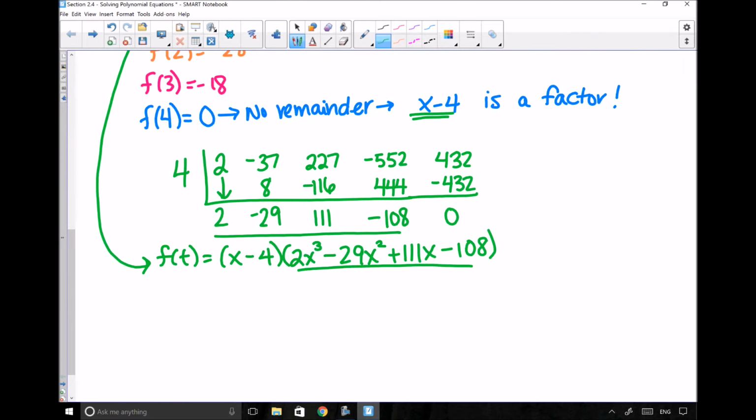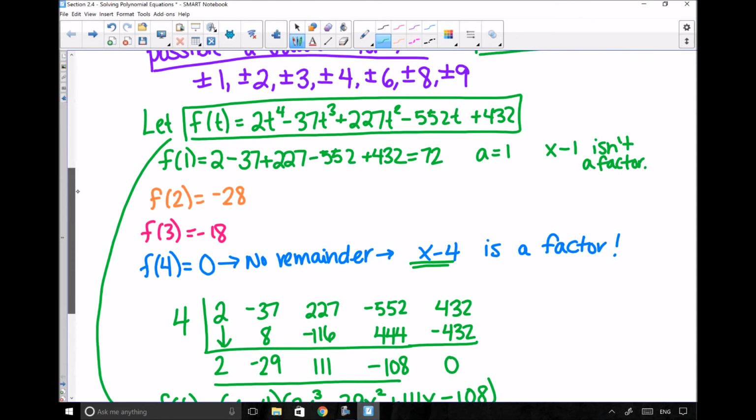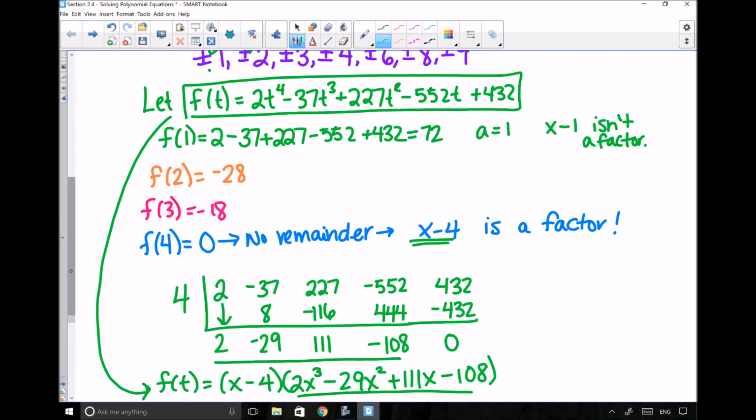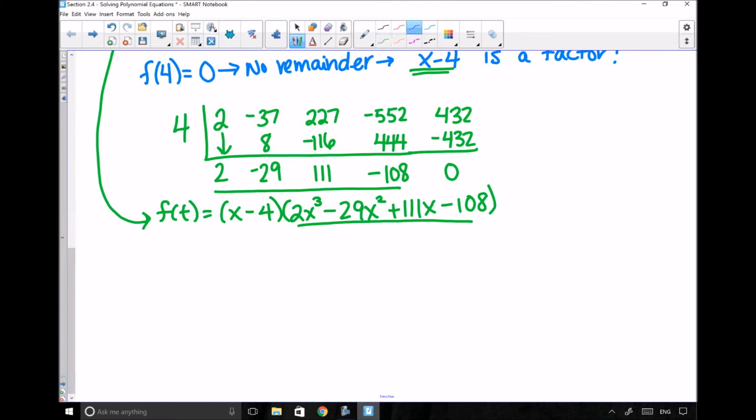So I'm going to continue to try some values using the factor theorem in my original f of t expression right here. So we tried positive 1, so the positive 1 is done. The positive 2 is done. The positive 3 is done, the positive 4 was done, and it worked. So let's try positive 6 now. Let's go ahead and see what we get when we do f of 6.